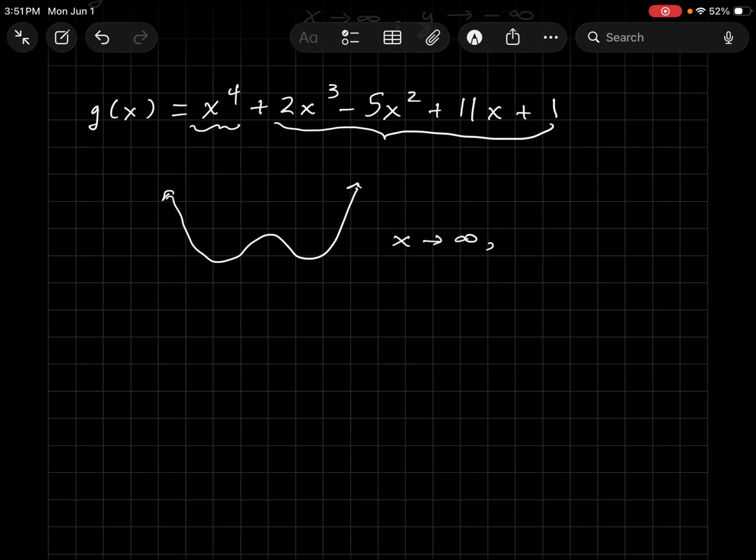So as x is getting really big, as we're going to the right, what's happening to the y value? Well, y is getting really big also. It is increasing without bound. So as x goes to infinity, y also goes to infinity. How about the other end? When x is going to negative infinity, that is, as we're going to the left on the graph, what's happened to the y value? Well, y is increasing without bound as well. So the other end behavior is when x goes to negative infinity, y goes to positive infinity.